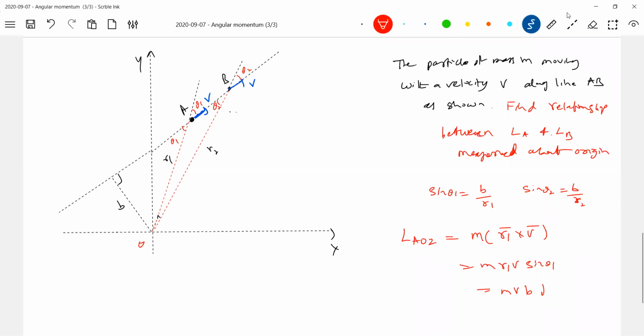And what is the direction? Clockwise. Similarly, LBOZ. What is R2 sine theta 2? It should be equal to mv2b. What is the sense? Clockwise. Velocity is v, no? So what is the angular momentum of the particle now? Yes, it is constant.